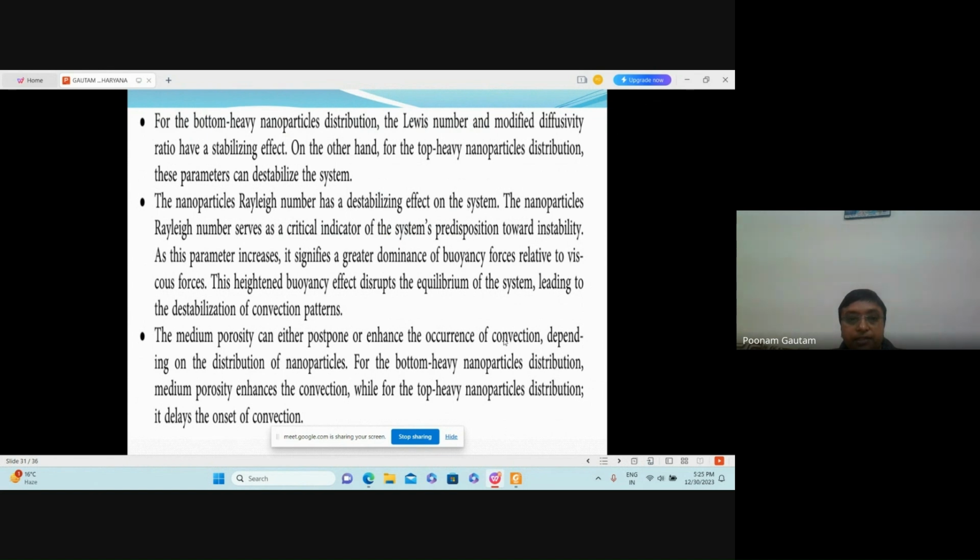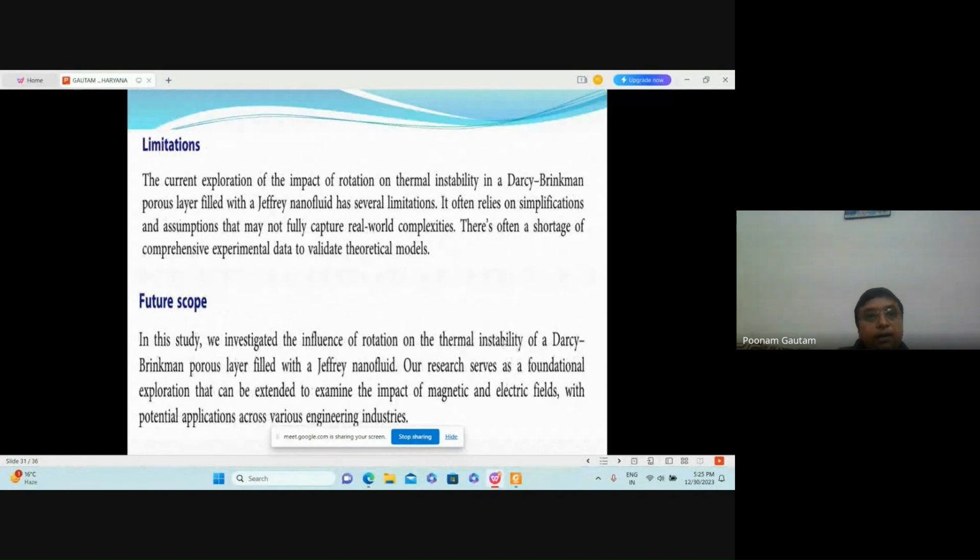The medium porosity can either postpone or enhance the occurrence of convection depending on the distribution of nanoparticles. For the bottom heavy nanoparticle distribution, medium porosity enhances the convection, while for the top heavy nanoparticles distribution, it delays the onset of convection. And these are the limitations.